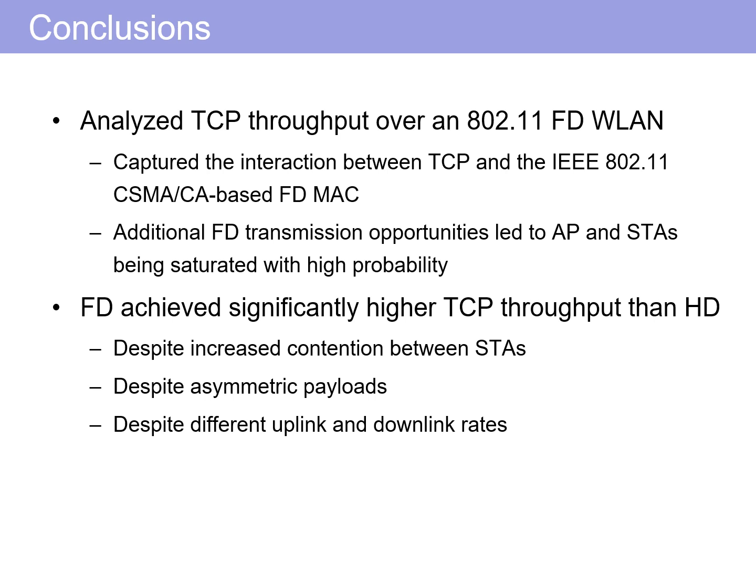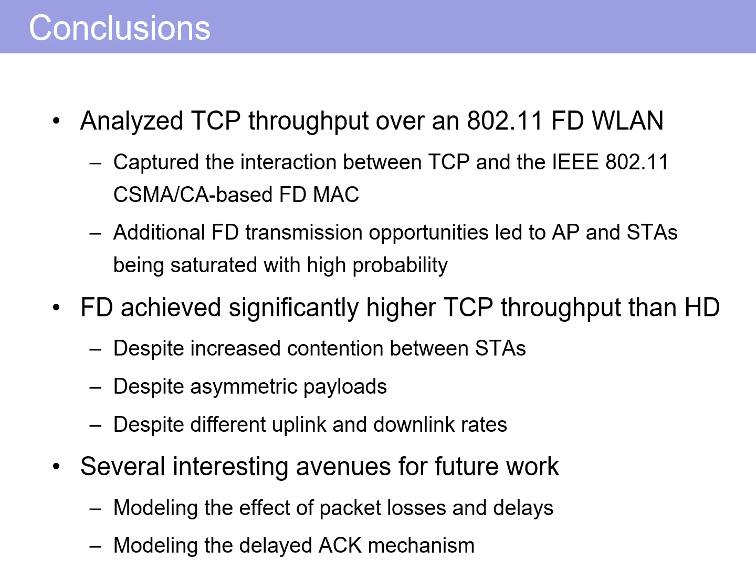We saw that despite the increased contention between the stations, despite the asymmetric payloads of the TCP data packets and the TCP ACK packets, and despite the different uplink and downlink rates due to crosslink interference, FD achieved significantly higher TCP throughput than HD. Some interesting avenues for future work include modeling the effect of packet losses and delays, and also modeling the delayed ACK mechanism in the TCP congestion control protocol.